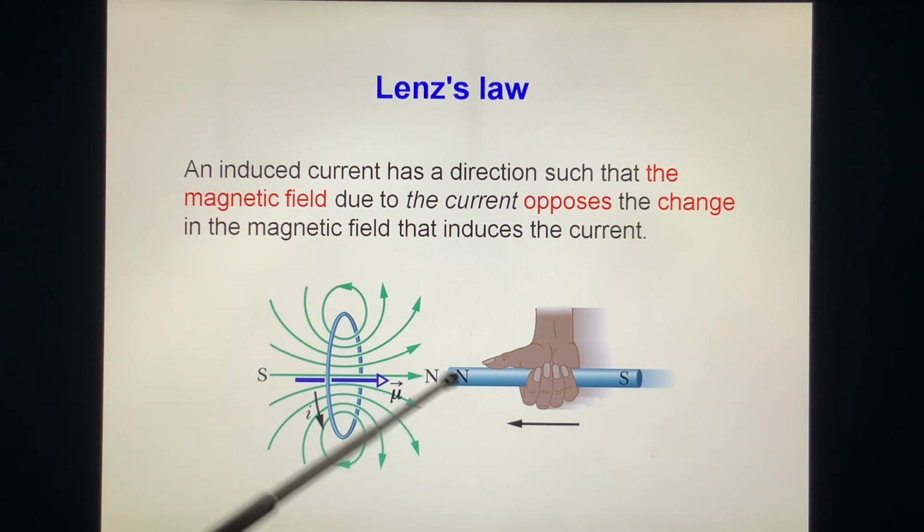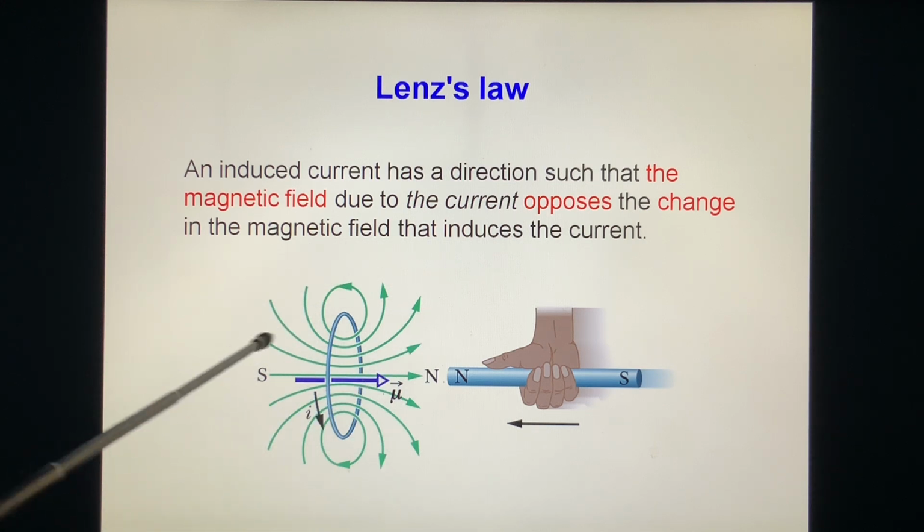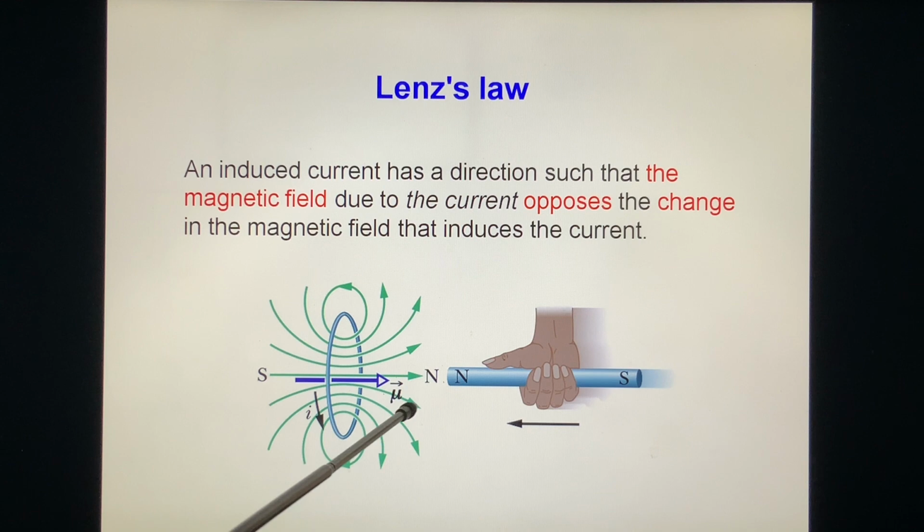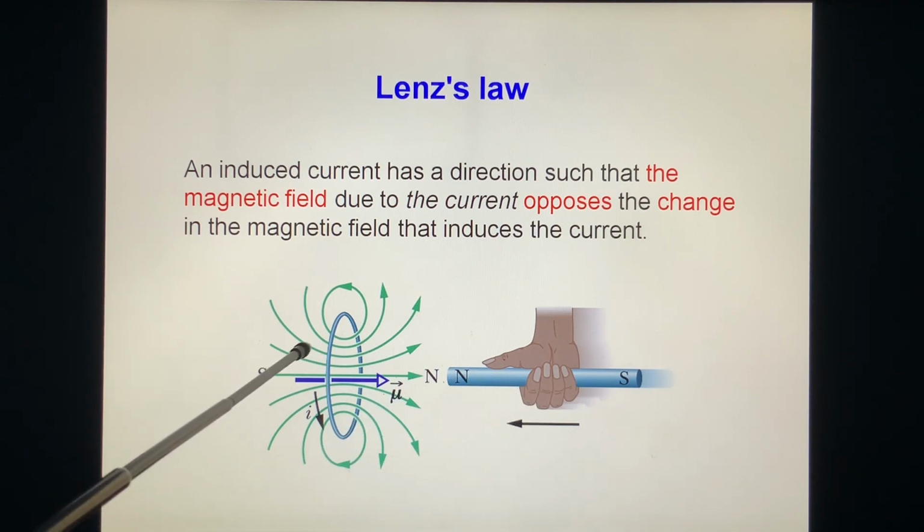So in this case, the current flows this way. This current produces a magnetic field. This is north, this is north. So you need to apply force against this magnetic field. You do the work, and this work is transferred to the thermal energy of this loop. Energy is consumed.